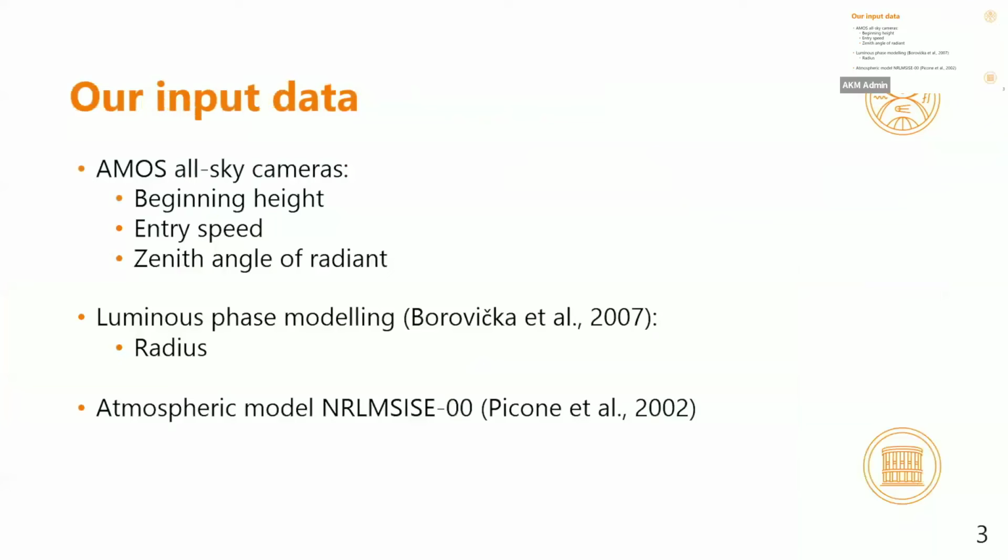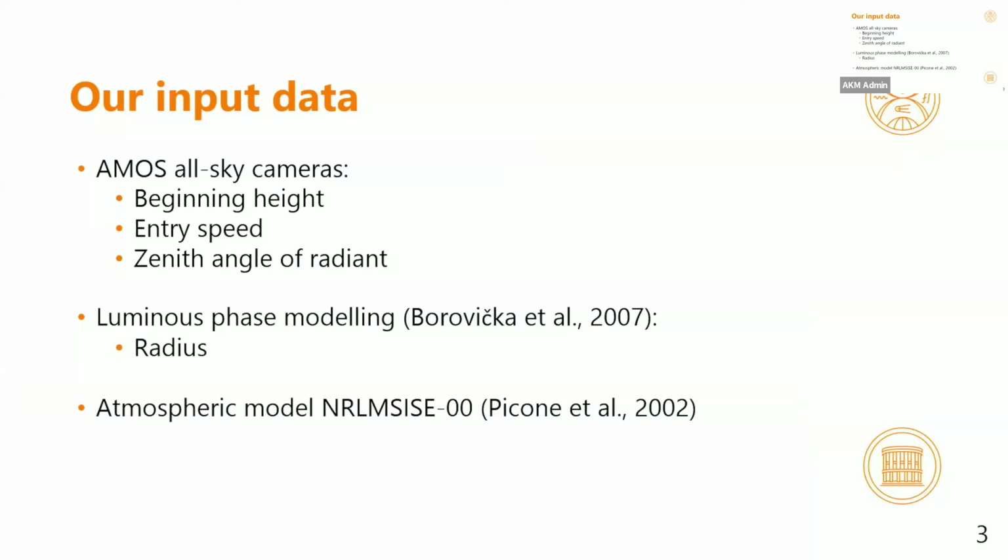Our input data is already mentioned: beginning height, entry speed, and zenith angle of radiant. For that we use AMOS all-sky cameras operated by our faculty. And then, as is obvious from the previous slide, we must know the size of the meteoroid, or its radius if we assume spherical shape.